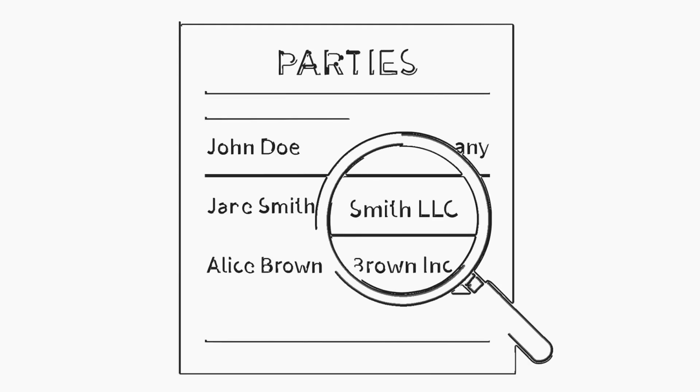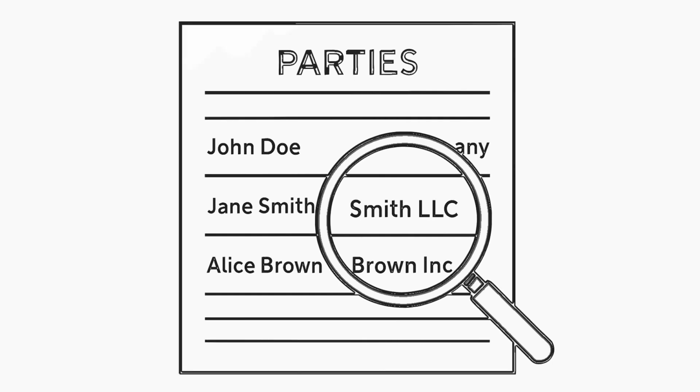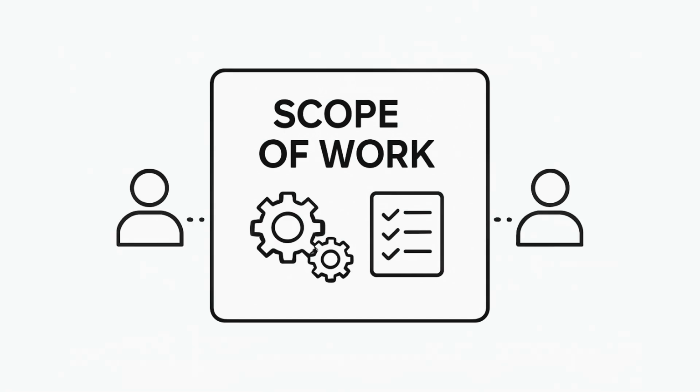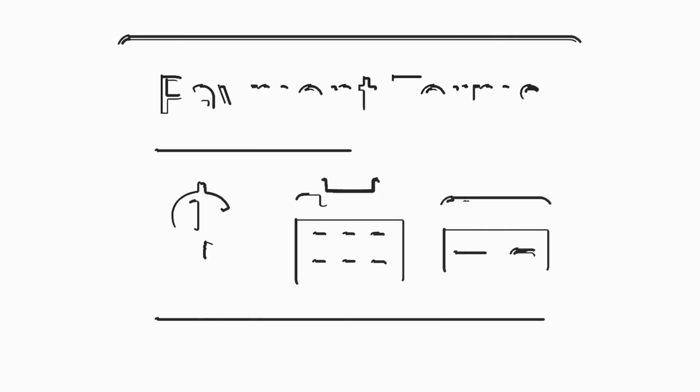You'll also see the parties clearly named. This section spells out who exactly is involved. Make sure names, company details, and contact information are correct. Then, look for the scope of work or services. This is what each side is actually agreeing to do. The clearer this is, the fewer arguments you'll have later.